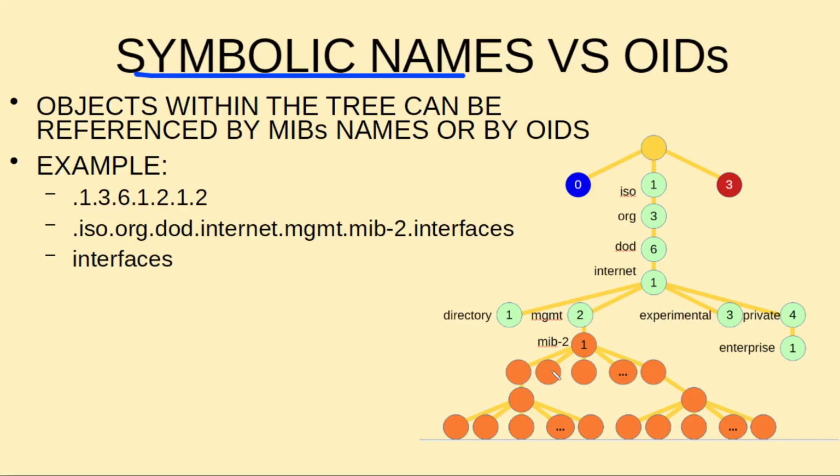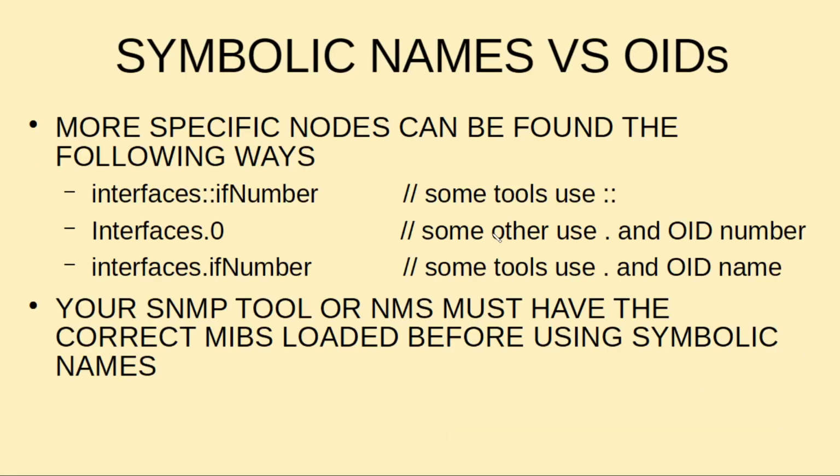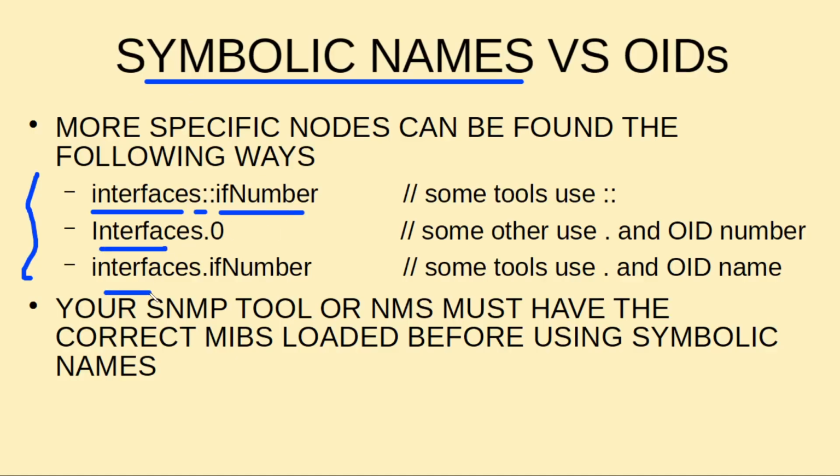Let's talk now about symbolic names. In order to identify a particular node within the tree, we have several ways to do it. We can use the traditional object ID format. However, we have a shortcut available to us. We can use the MIB name. In order to identify objects further down the tree using symbolic names, we have several formats available to us depending on the tool that we are using. We can use the MIB name followed by a colon followed by the object name, or we can use the MIB name followed by a dot followed by the object number or object name.